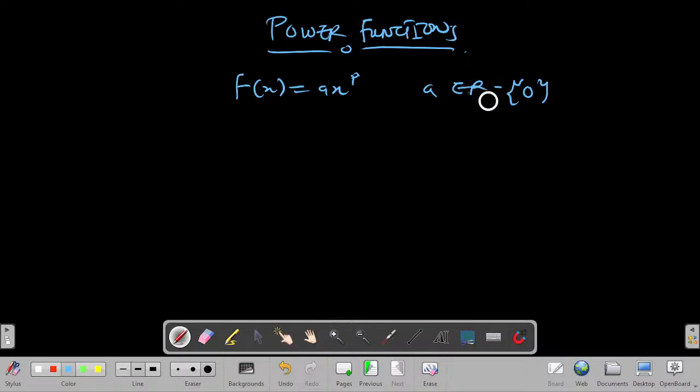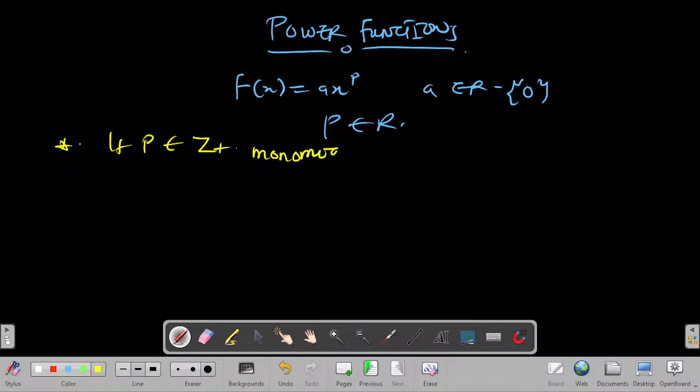In calculus, we'll be seeing this a lot. R minus something means excluding that value, excluding 0, okay? So a is a non-zero term, but it can be any number. p is a member of all real numbers. Can be 0, can be anything. Now, there are different types of power function depending on the value of p. If p is a member of all positive integers, we get what we call a monomial.